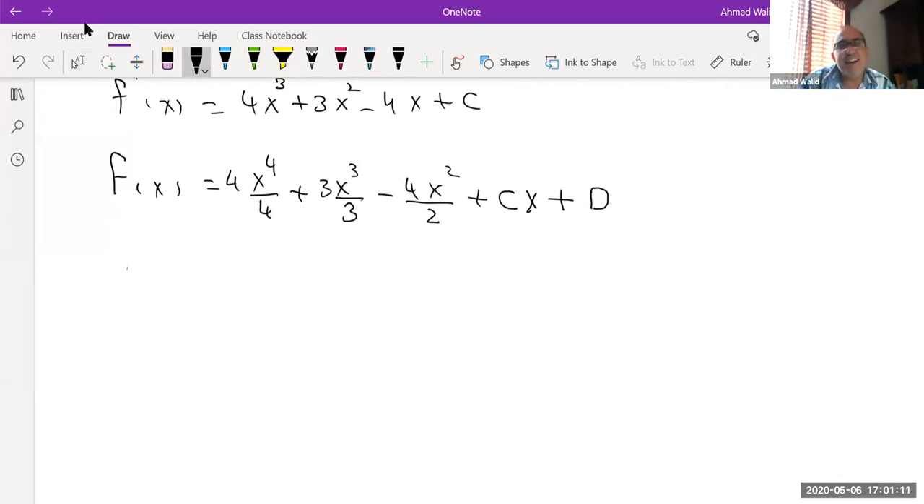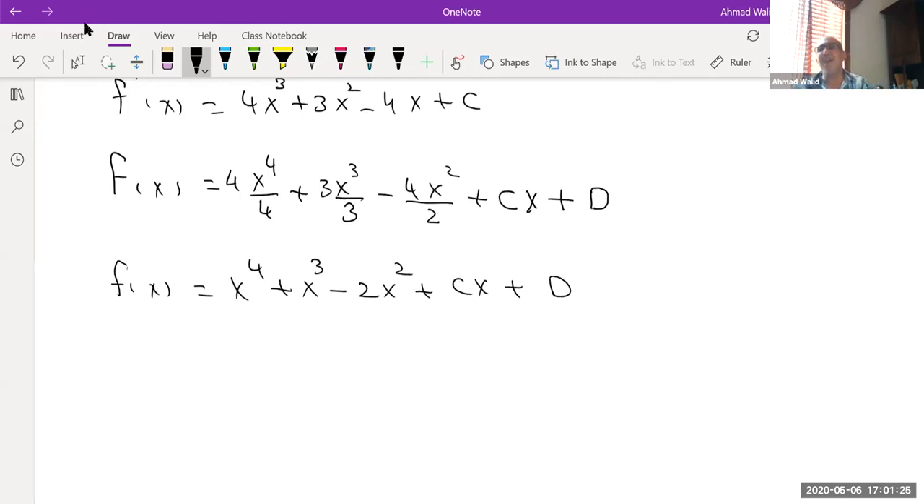Now let's simplify. F of x equals x to the power of 4 plus x cubed minus 2x squared plus cx plus d. Now let's find the value of c and the value of d, because they give us f of 0 equals 4 and f of 1 is equal to what? 1.